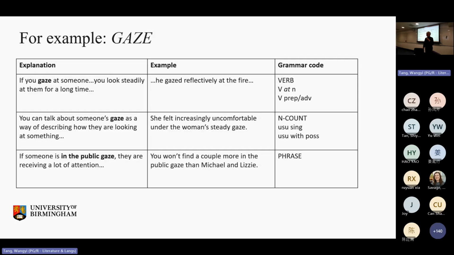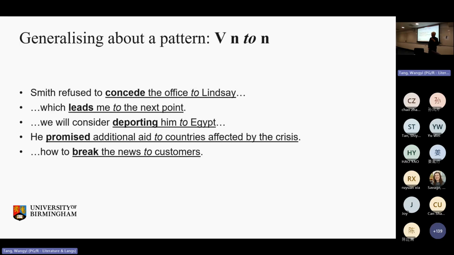The second sense, you can talk about someone's gaze. She felt increasingly uncomfortable under the woman's steady gaze. We said that's a count noun, which means it can be singular or plural. And we helpfully said it's usually singular and it's usually with the possessive. And then if someone is in the public gaze, they're receiving a lot of attention, and we just said that's a phrase. So that's the kind of very simple coding of the verbs.